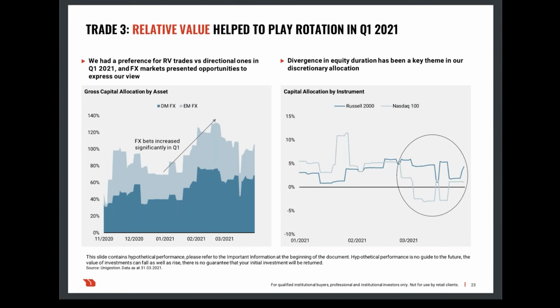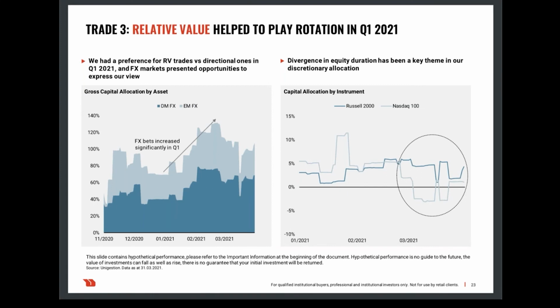Firstly, the currency markets, which usually provide a lot of opportunities to play differences or divergences across countries. As you can see on the left, the proportion of FX bets has increased sharply during the first months of the year. For instance, we added in our portfolio long Norwegian krona versus Swedish krona, or long Canadian dollar versus Swissy, for playing cyclical economy, cyclical currency versus more defensive one.